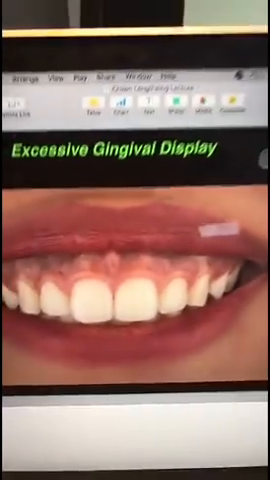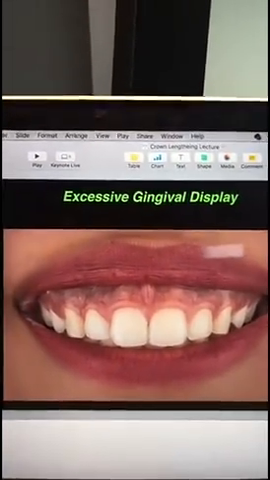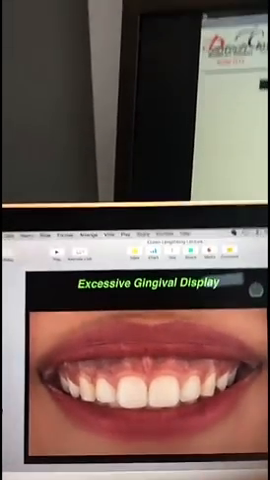So how do I approach my cases? Usually I look at the case. I talk to the patient and we have a normal conversation, and I try to determine the etiology behind it. If you cannot determine the etiology, do not approach the case. If you have a case of excessive gingival display and the patient is complaining of a gummy smile, you have to locate the reason behind it. And based on this reason, you're going to have a different treatment approach.